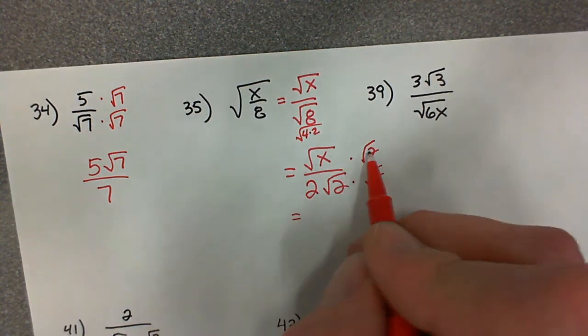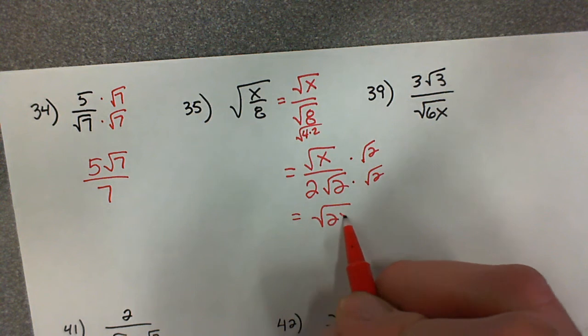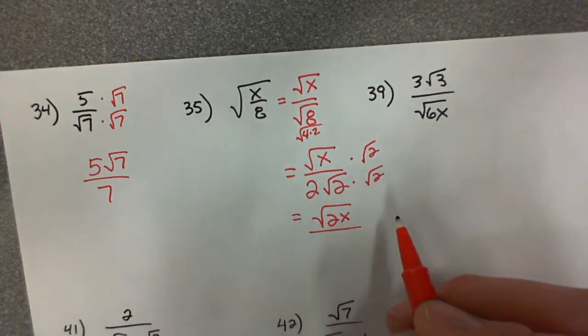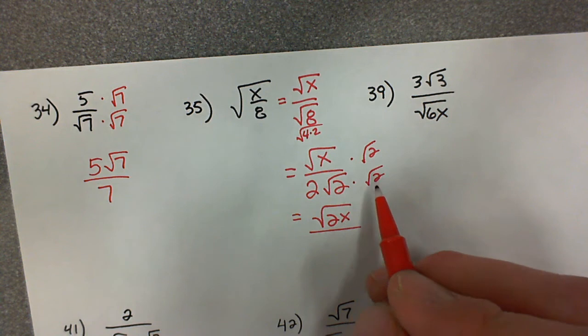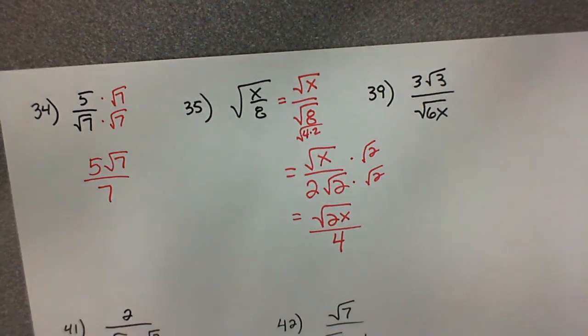So the numerator is going to be square root of x times square root of 2, which is the square root of 2x, over 2 times the square root of 2 times square root of 2. So square root of 2 times square root of 2 is 2 times 2 gets you 4. Okay.